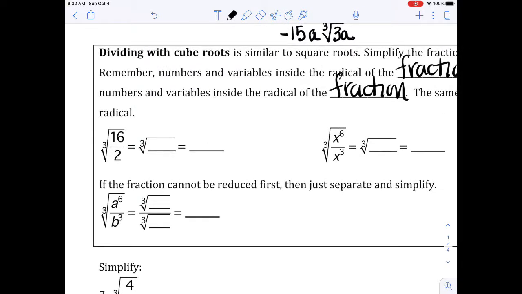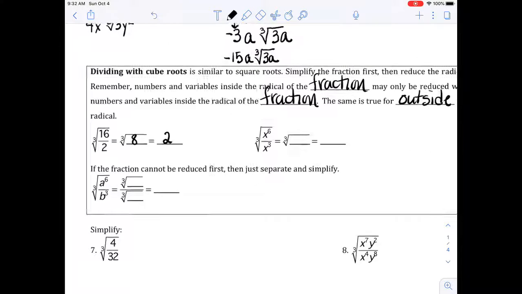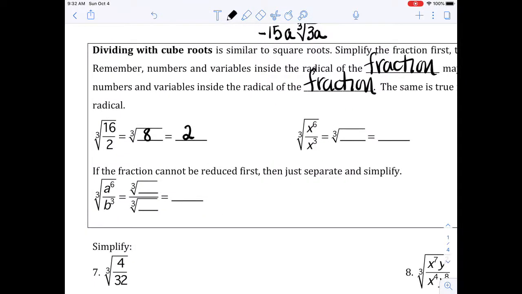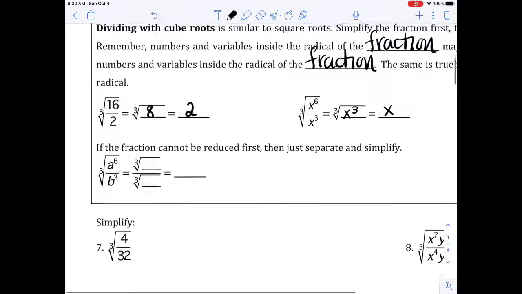So let's take a look at the first one, the cube root of 16 over 2. So I would take that fraction, 16 over 2, and I would reduce it, and I would get 8, making the cube root of 8, 2. So that's a very simple start. For the second one, I would use the rules of exponents. 6 subtract 3 is 3. So that's going to be the cube root of x cubed, which is x. Rules of exponents says you subtract.